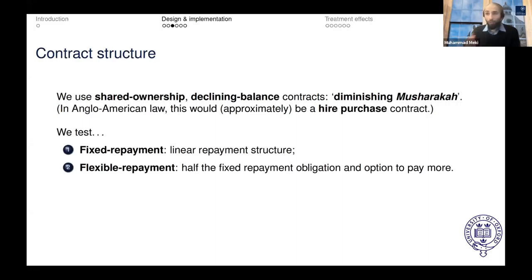As mentioned, we have two types of repayment schedule: a fixed repayment schedule and a flexible repayment schedule. Both contracts have a duration of 18 months. In the fixed repayment contract, the client purchases 10% of the asset initially, and the MFI purchases 90%. Over a period of 18 months, the client is required to purchase 5% of the asset every month and fully owns the asset at the end of the 18-month period. The flexible repayment contract only has half of the repayment requirement of the fixed repayment contract. So the client just has to purchase 2.5% of the value of the asset every month. However, they are able to purchase more of the asset in any given month if they choose to. And we do see many people choosing to do this.